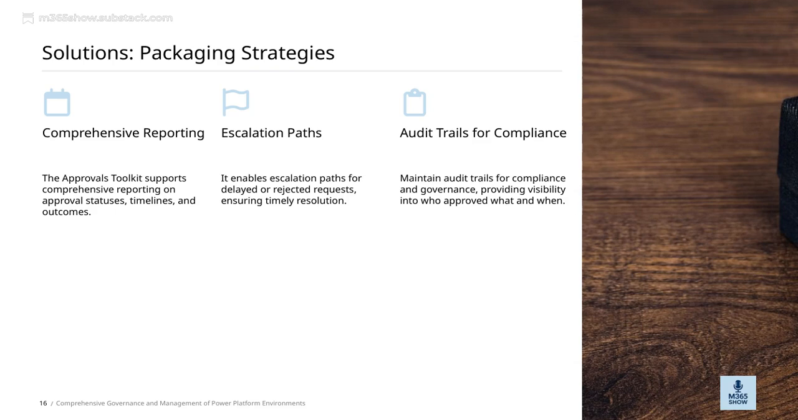It supports comprehensive reporting, giving us insights into approval statuses, timelines, and outcomes. This level of reporting helps us monitor the approval process effectively, identify bottlenecks, and improve our governance practices overall. Together, these strategies form a robust framework that supports secure, compliant, and efficient management of Power Platform environments, aligning perfectly with our broader goal of empowering users while maintaining control.